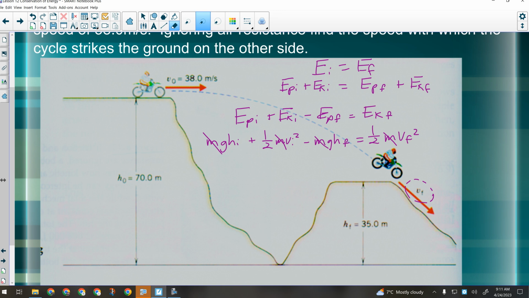Okay, I want to get VF by itself. What do I have to move? The 1/2. What do I do to do that? Divide it. Yep. Okay, so I divide both sides by 1/2, and then I've got a square root.